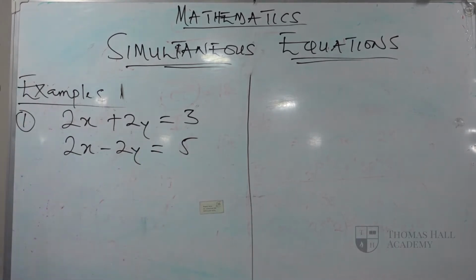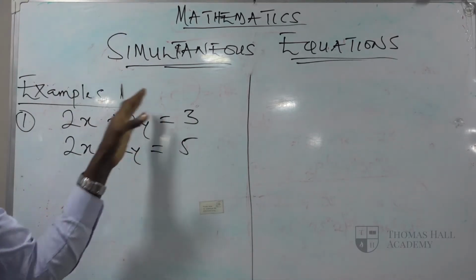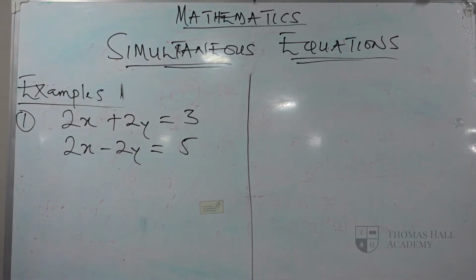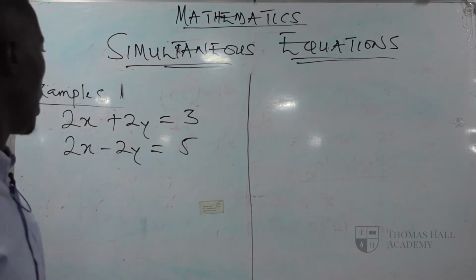How do you solve these particular equations? These are two equations, and you have to solve them at the same time. That is why they are called simultaneous equations. But how do you solve these equations at the same time? How do you solve them?